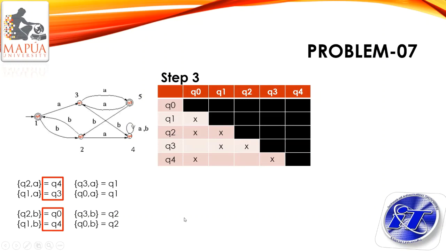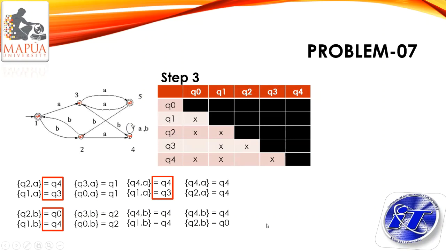Now let's proceed with Q4, Q1. Q4, Q1 at A will go to Q4, Q3, which is already been marked. So therefore, Q4, Q1 will also be marked. So now let's proceed with Q2, Q4. In Q2, Q4, at A will go to Q4. At B will go to Q0 and Q4, and Q0, Q4 is already been marked. So therefore, Q2, Q4 will also be marked.